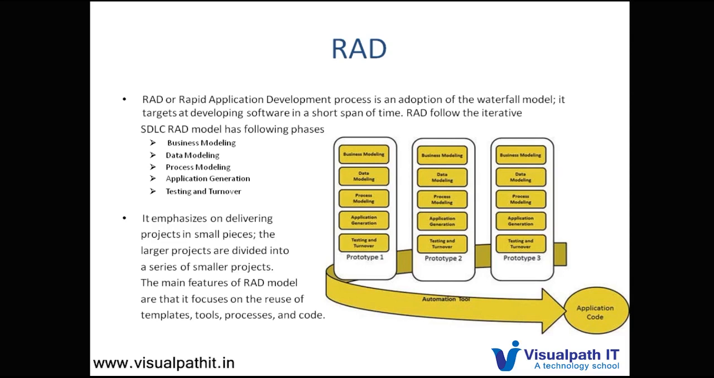Then comes the data modeling. Based on the business modeling, we group the different data sets into entities. That makes the data modeling, and from data modeling comes the process modeling, where we process the data entities and refine the process. And finally, the application generation is nothing but the coding. Then comes the testing and turnover part.